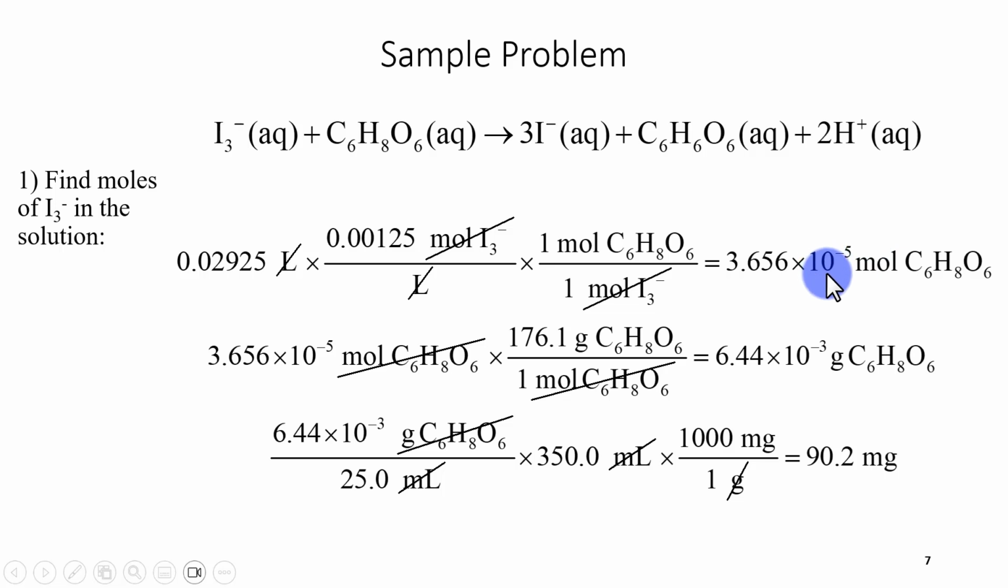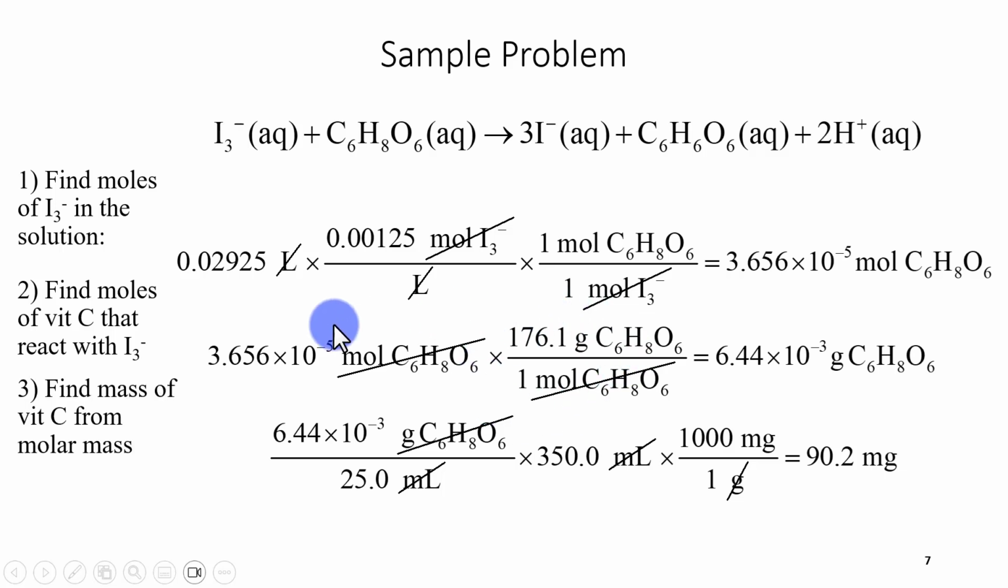Now that I have the moles of vitamin C, which I already found, I can then convert that to the mass of vitamin C by using the molar mass of vitamin C. So 3.656 times 10 to the -5 moles, which is what I have here, multiplied by the molar mass of vitamin C, which is 176.1 grams per 1 mole, cancel moles, giving me 6.44 times 10 to the -4 grams of vitamin C. That is the mass in grams in 25 milliliters.